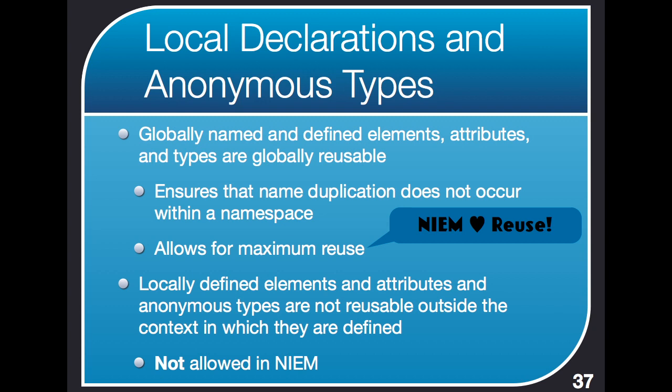You can define things globally or locally, and you can give names to types or you can leave them anonymous in XML schema. Now, globally named and defined elements, attributes, and types are globally reusable. It's kind of like a global variable in code. Now, normally in code, that's a bad thing, but because of how the NIEM works and what the NIEM is trying to accomplish, globally named and defined elements, attributes, and types are indeed a good thing because they maximize the ability for reuse. They're all there available.